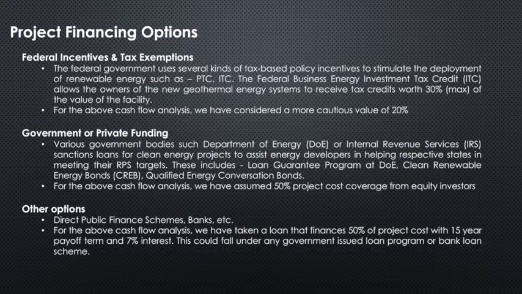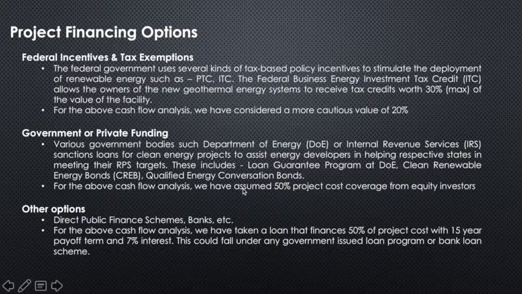Here we have listed the different financing options for the project. Federal incentive schemes such as the investment tax credit proved to be a saving grace for clean energy projects. For our cash flow analysis, we have considered a more cautious value of 20%, though the current rules and regulations allow up to 30% of the value of the facility to be the ITC credit. The government and the private funding prove to be another option, and various governmental bodies such as the Department of Energy and Internal Revenue Services sanction loans for clean energy projects to assist energy developers like us in completing these projects. These include the loan guarantee programs at the DOE, the clean renewable energy bonds, and the qualified energy conservation bonds offered by the IRS.